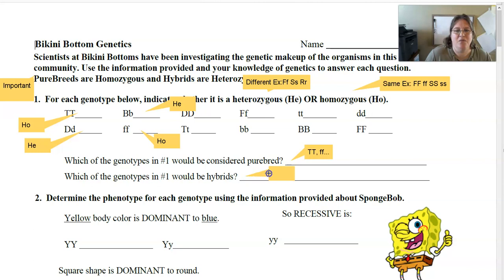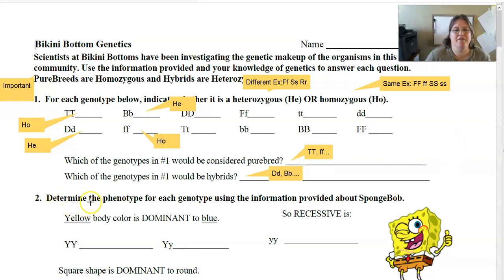And then the other one is looking for hybrids. Well, hybrids are heterozygous. So the heterozygous ones were the HEs, so that would be a big D, little d. It would be a big B, little b, and etc. Okay? Now, down to the next part.